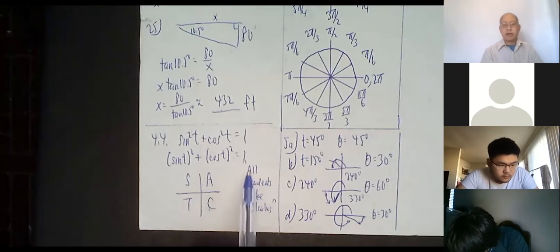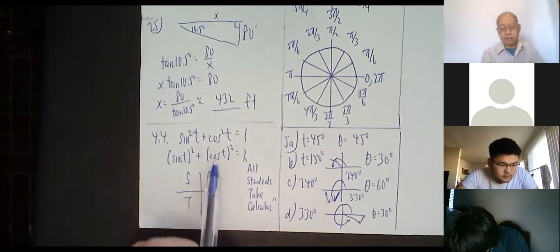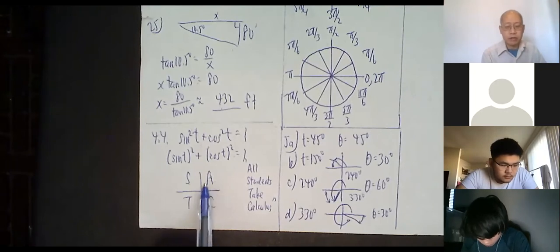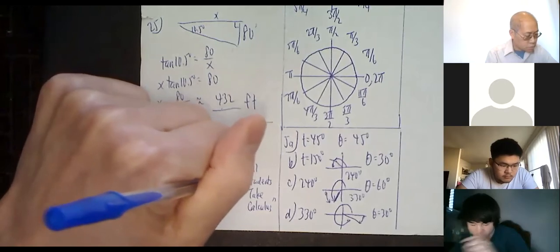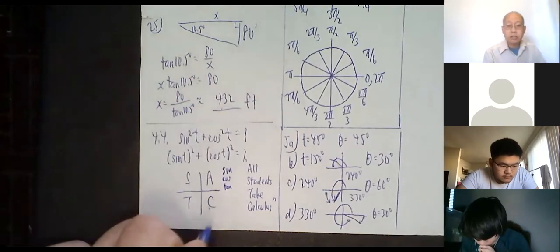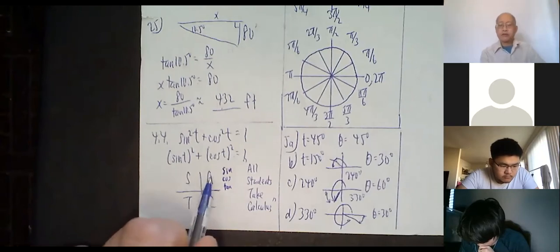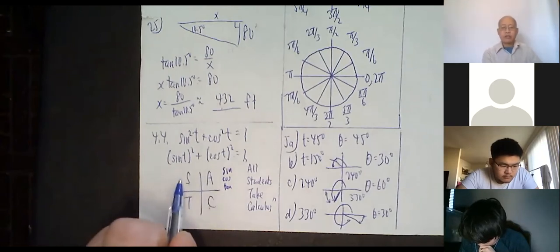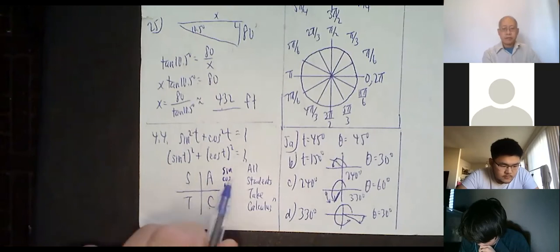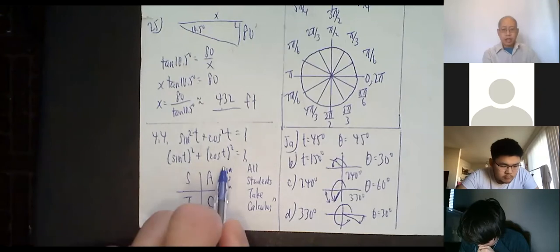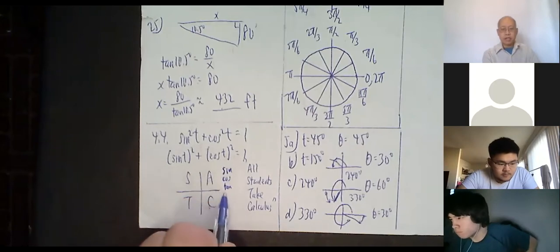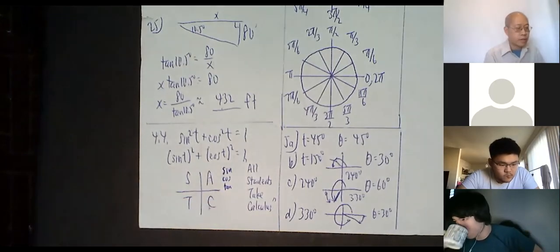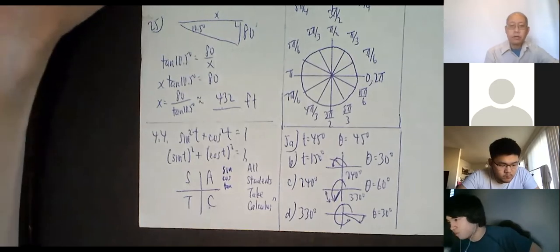Okay. So I wrote all students take calculus as a memory trick. Since you can put it on your cheat sheet, you don't have to memorize it. But there it is. So just between sine, cosine, and tangent, which ones are positive? First quadrant, all of them. Second quadrant, only sine, which means cosine and tangent are negative. Third quadrant, only tangent is positive. Sine and cosine are negative. Fourth quadrant, cosine is positive. Sine and tangent are negative. Okay. So that's what we have there.